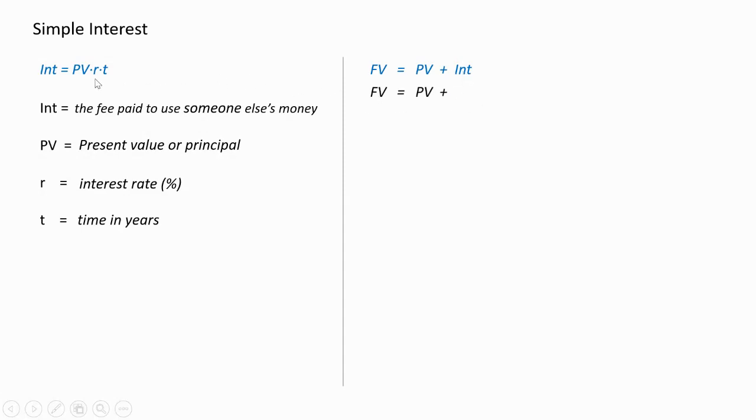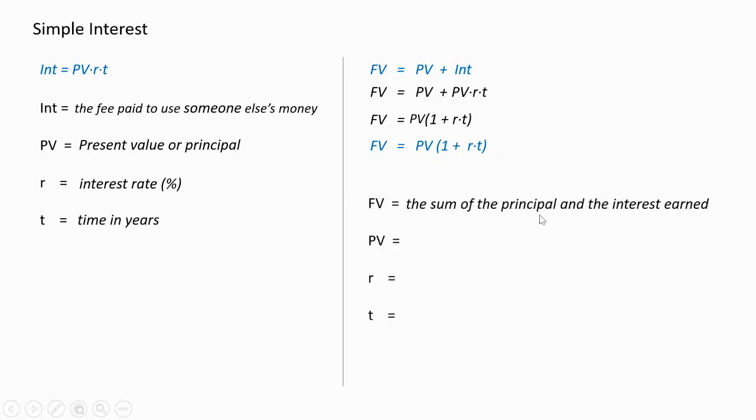Okay, we're going to plug in PVRT for the interest. Now we're going to factor out what they have in common, which is PV, the present value. So what's left is going to be 1 plus RT, which is 1 plus the interest rate times the time in years. So these are the two formulas that we'll be using for this section. FV stands for the sum of principal and the interest earned, or the future value. The PV stands for present value or principal. The R stands for interest rate, and the T stands for time in years.